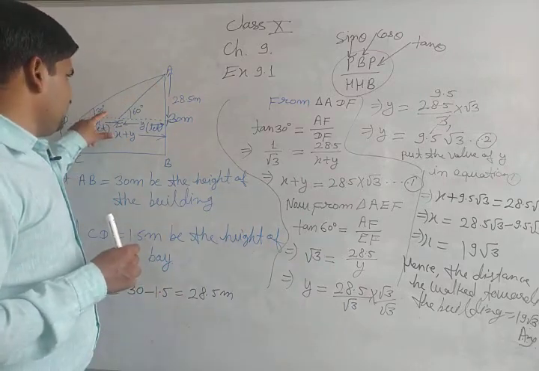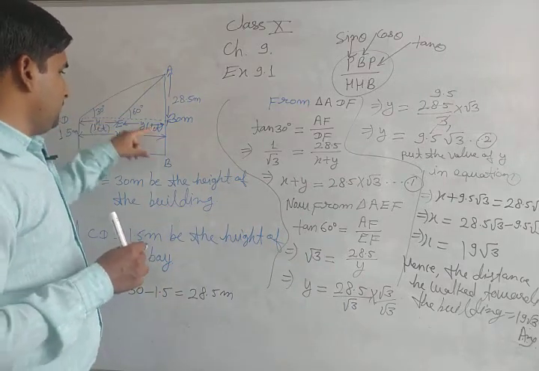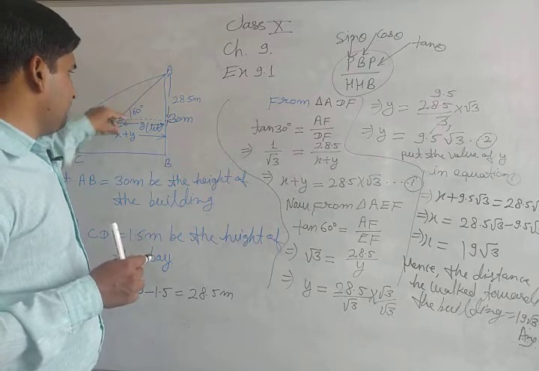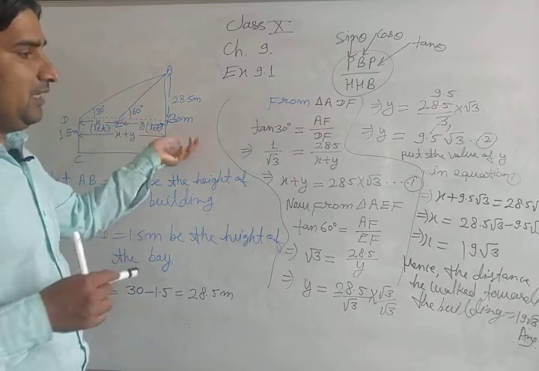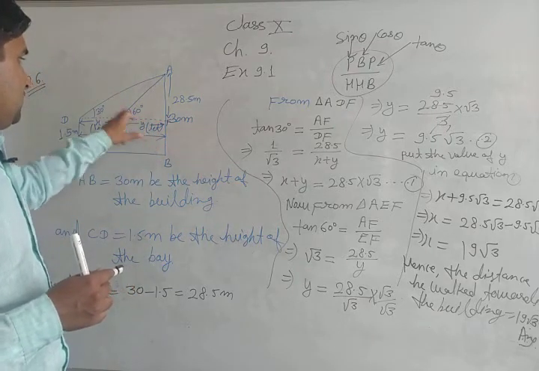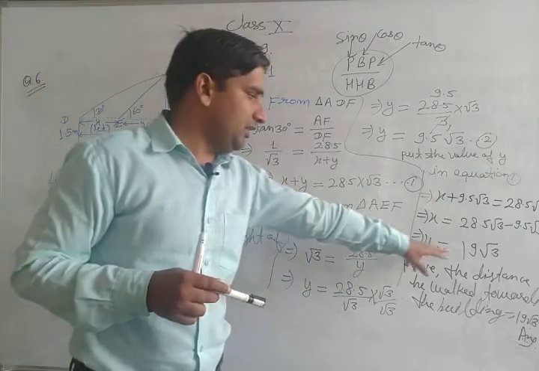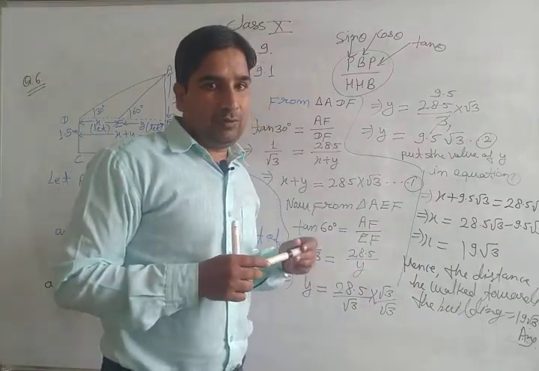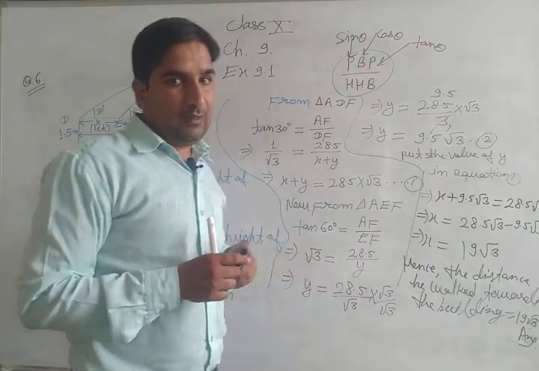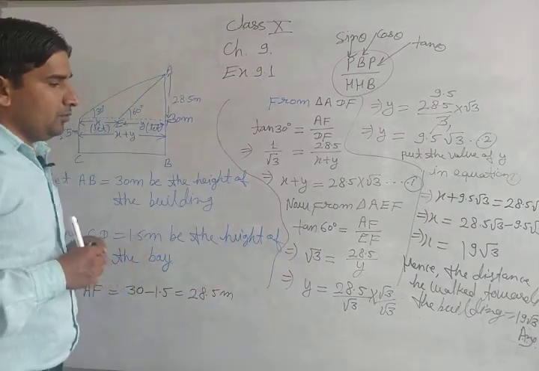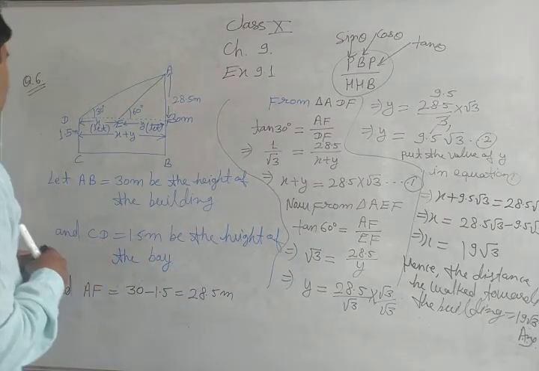So if you have to find this distance, first you find the complete distance, after that you find this one distance, and we subtract this distance from the complete distance, we obtain 19√3. Clear? Okay. Now we solve the next question.